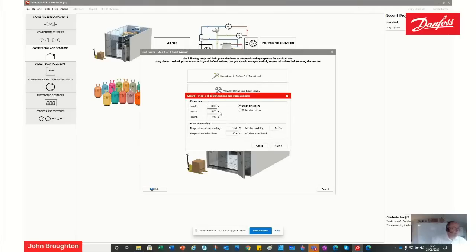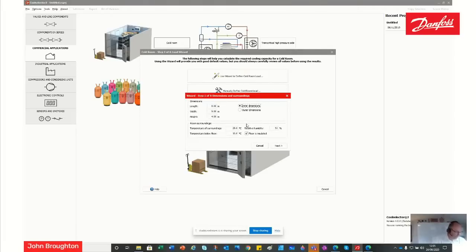We had 8 meters by 9 meters, and it has to be said that within Coolselector, this is a tool for your typical commercial cauldron. Size wise, we can only go to 25 meters by 20 meters by 4 meters high, so it's not made for extremely large cauldrons. It's more your commercial size, mainly because if we go too big, the Danfoss units it selects won't actually cover the capacity. That's the main reason we limit it to that size. So we have 8 meters by 9 meters by 4 meters high, and we'll take that as inner dimensions.